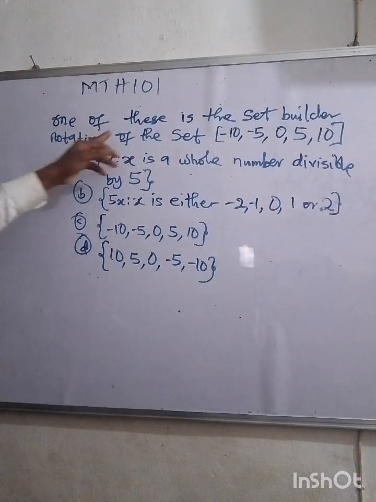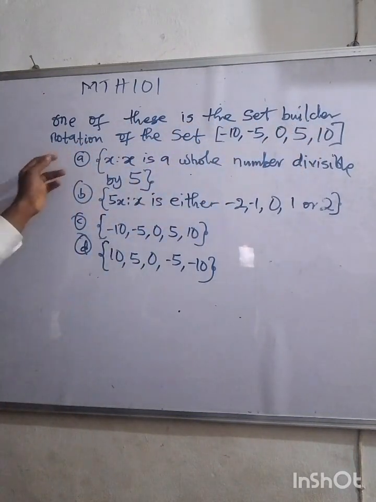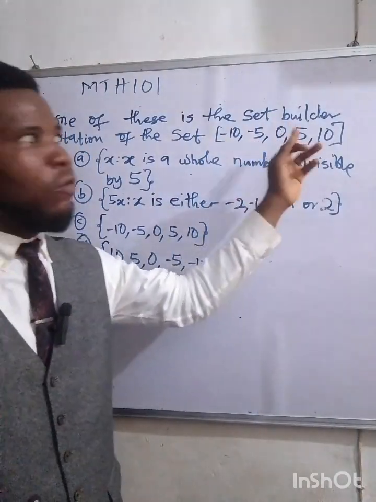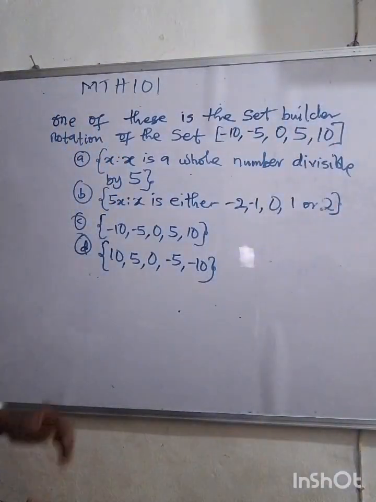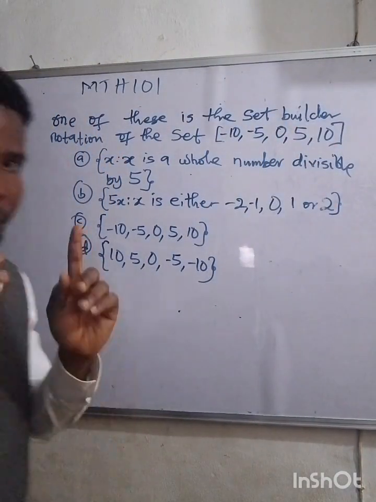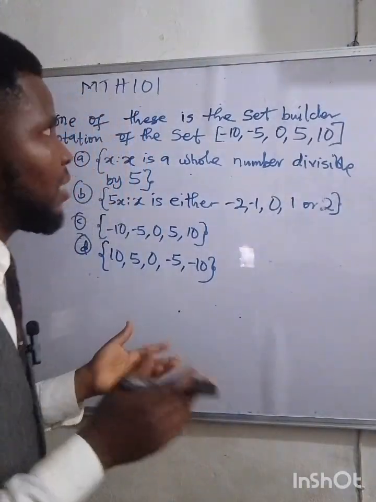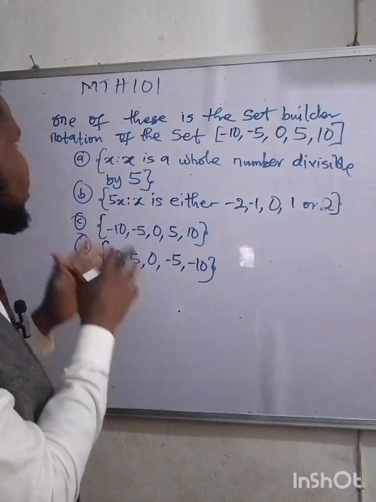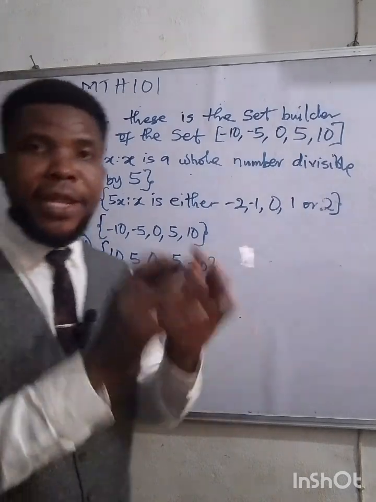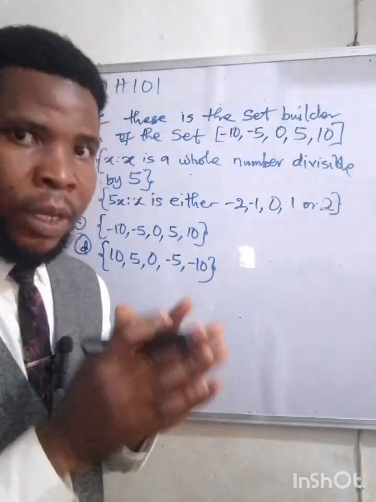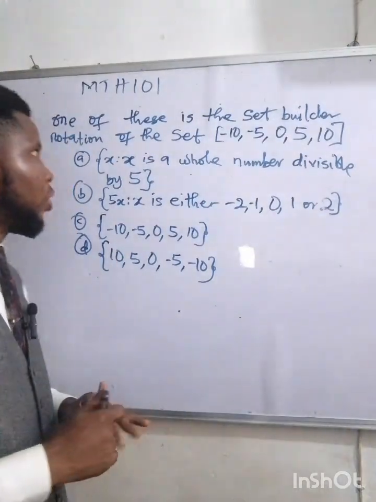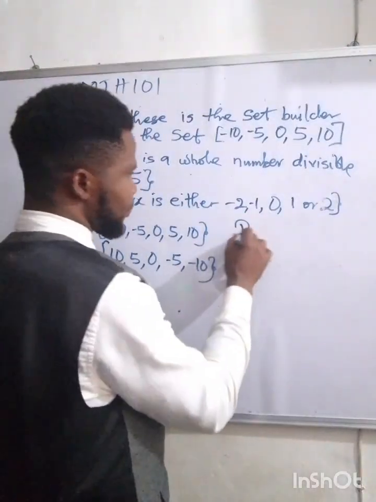Now, one of these is the set builder notation of the set minus 10, minus 5, 0, 5, 10. Alright, so one of the options is the set builder notation. Now, what are they asking for? They are asking how do you present this set in a set builder notation. Mind you, we have three methods of presenting a set, alright? So we have the roster method.